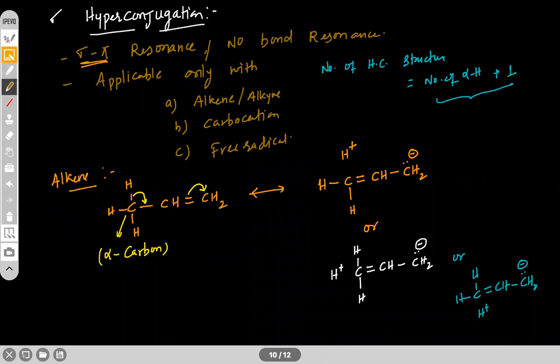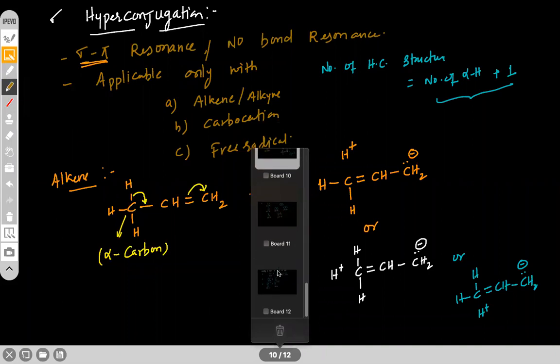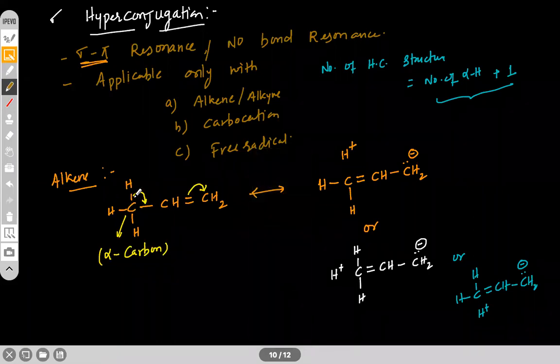Okay. Now this molecule that I have given here, this part is giving electron to this molecule, right? So this kind of effect, we call it plus H effect, plus hyperconjugation. Okay, plus H effect.